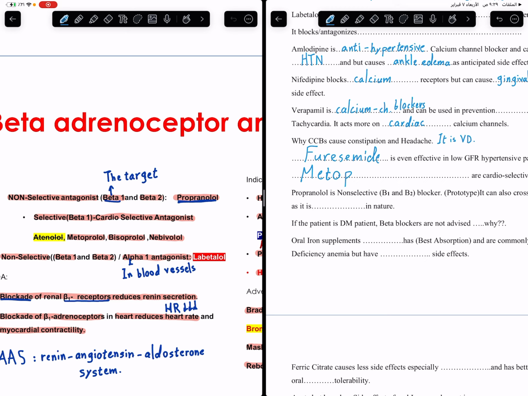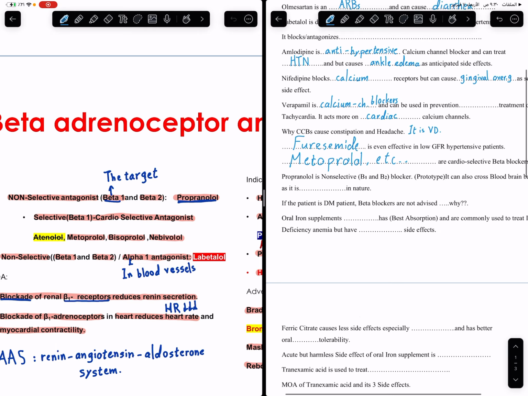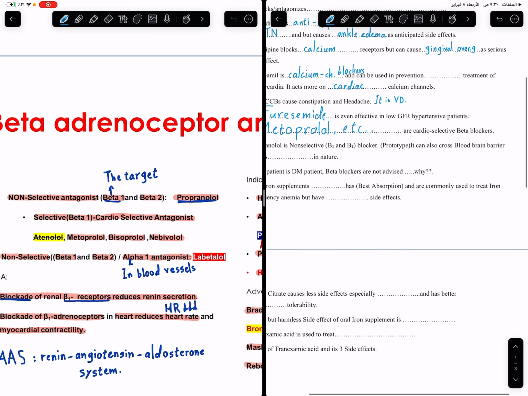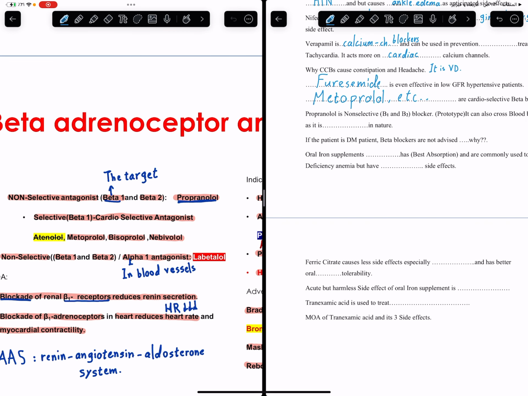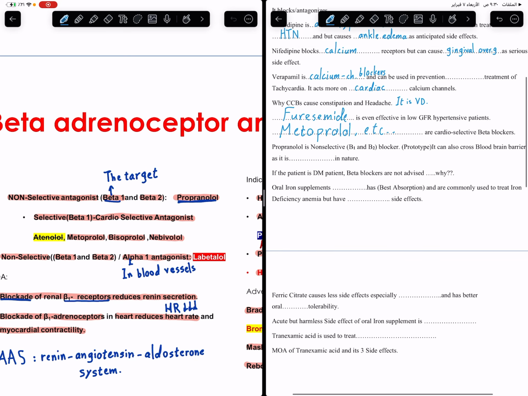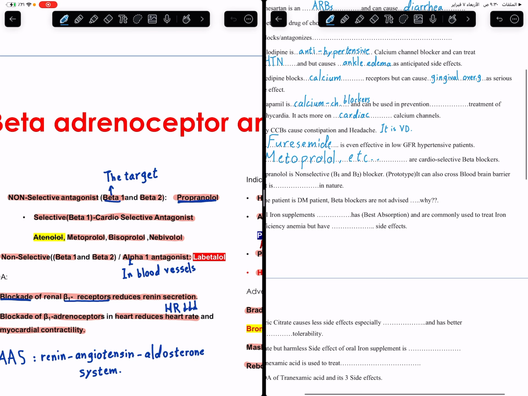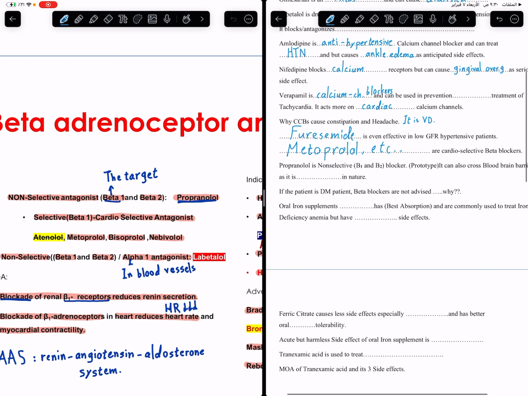It can also cross the blood-brain barrier because it is lipophilic in nature. Drugs are either lipid soluble or water soluble. So which drug crosses the blood-brain barrier? The one which is lipid soluble, lipophilic.